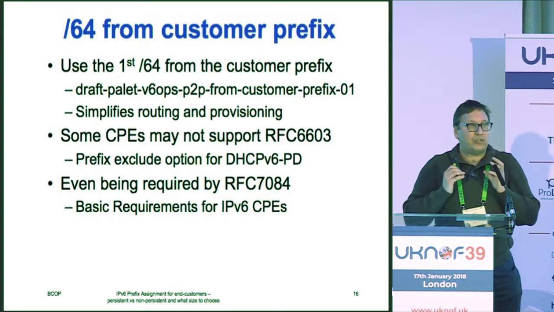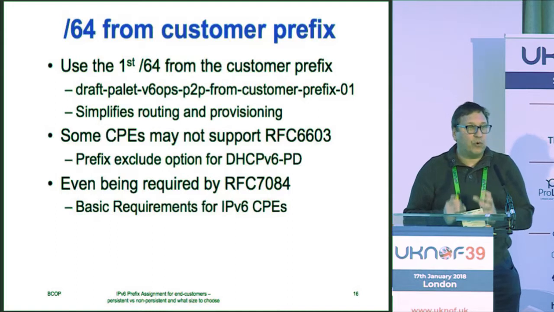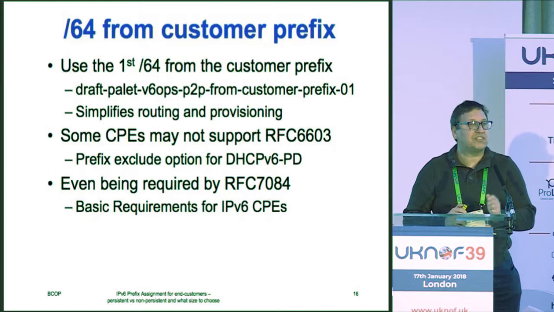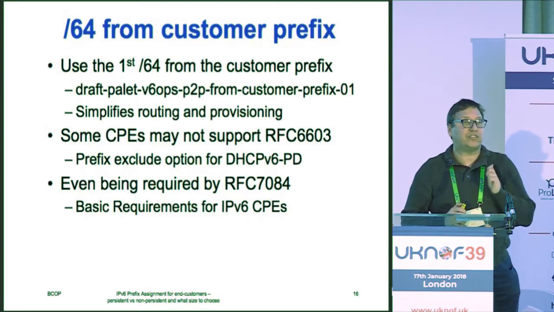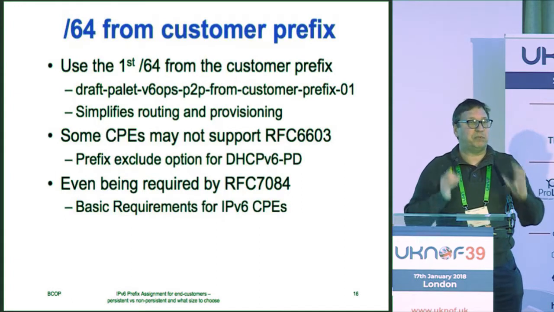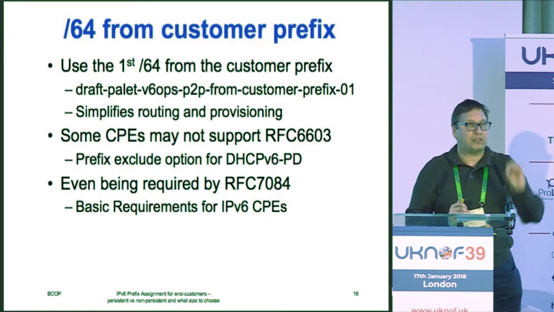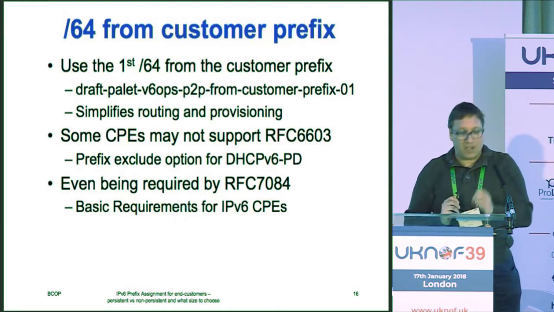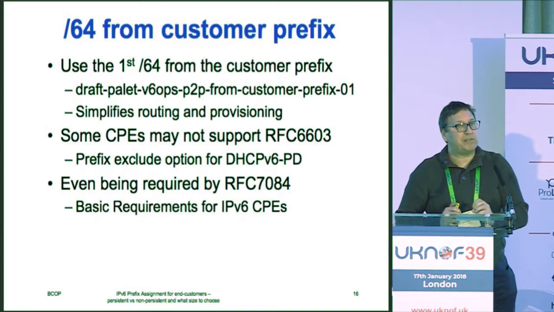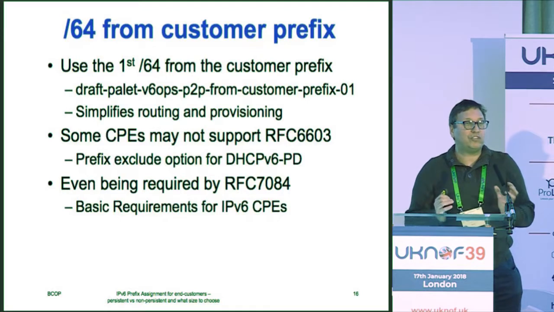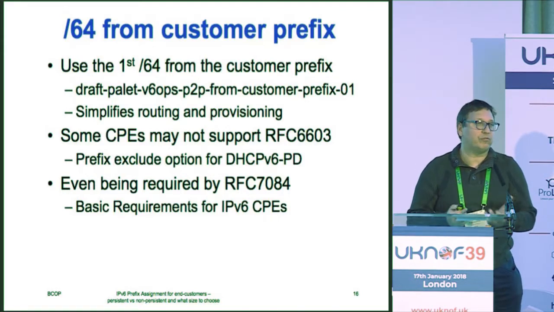You can do that because there are RFCs that actually request the routers to support that, and there is a specific document, RFC 6603, that says prefix exclusion. So you allocate by the IPv6 /48, but don't use this /64. So simple. And this is requested by RFC 7084, which is basic requirements for IPv6 CEs. So all is done. It's just a question of using it.